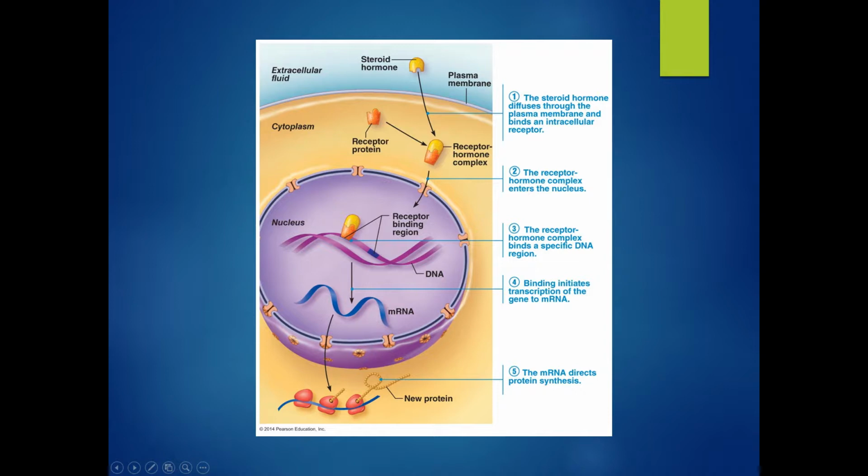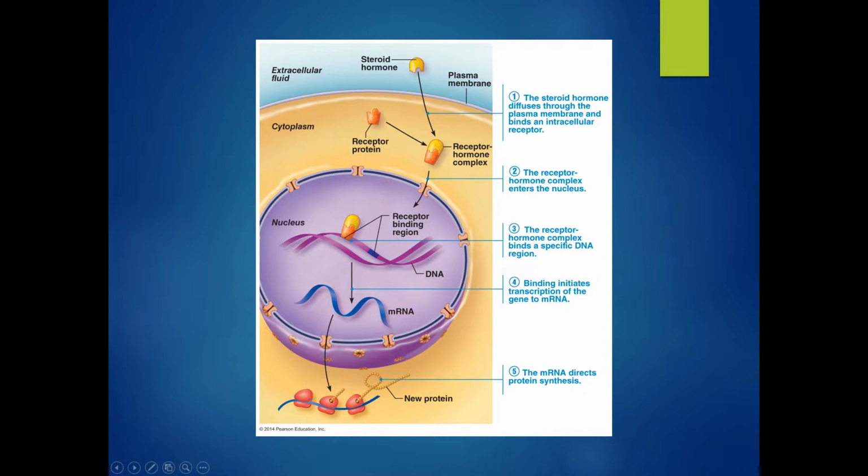They sit down on the gene and then trigger the transcription of this gene. So here now it instructed the cell to make a messenger RNA of that, which is then going to leave the nucleus, and then it will be translated and it'll create a new protein. So that's how the steroid hormones are going to work.